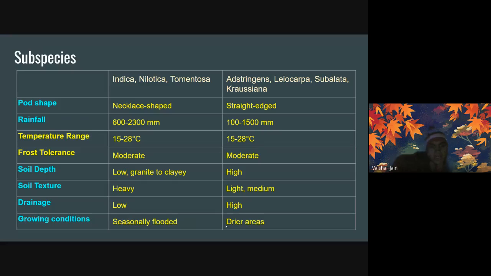The soil depth is low to granite to clay for indica and tomentosa. For the other subspecies, it's high. The soil texture is heavy for one subspecies, and for the other, it's lighter, medium. The drainage is quite low in indica and tomentosa, but quite high for the other subspecies. The growing condition is seasonal. In seasonally flooded conditions, indica and tomentosa can grow, whereas in drier areas, the subspecies adstringens, leiocarpa, subalata and kraussiana can grow.